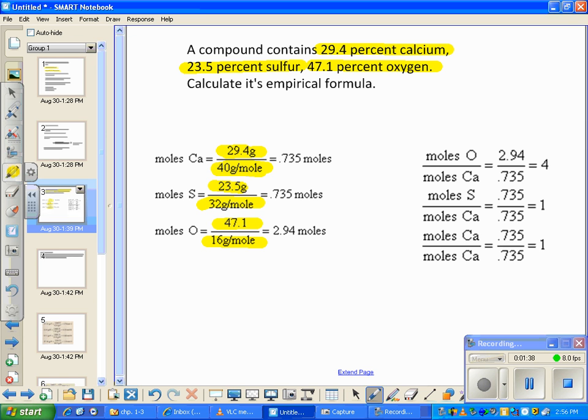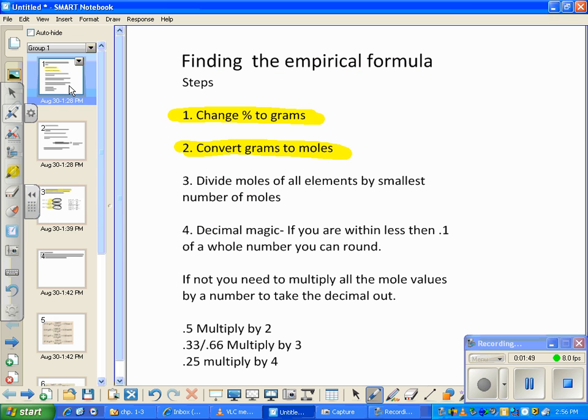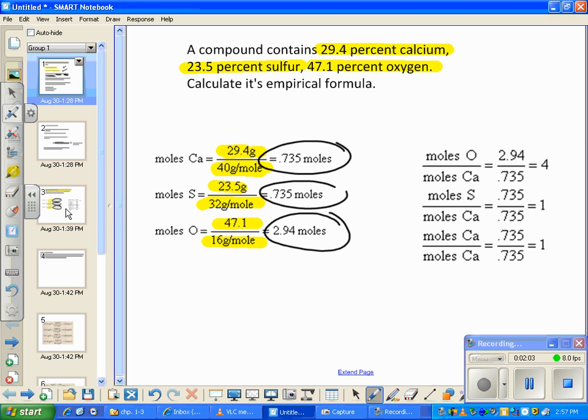What you see is you end up with different numbers of moles: 0.735 moles, 0.735 moles, and 2.94 moles. All you're doing is converting grams to moles, just dividing by molar mass. Then the next key step is you're going to divide the moles of all the elements that you just calculated by the smallest number of moles, whichever one in your calculation is the smallest.